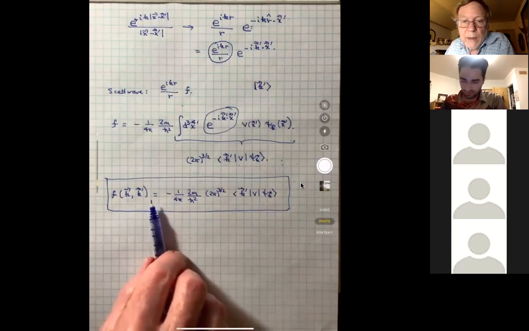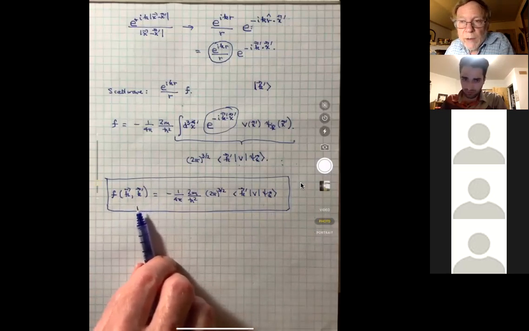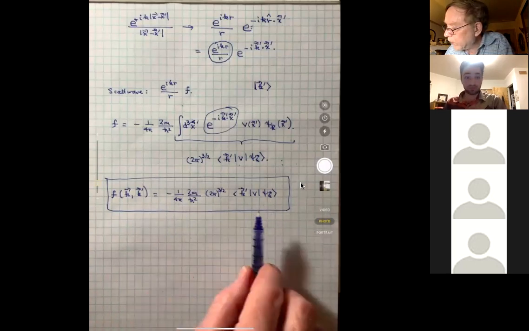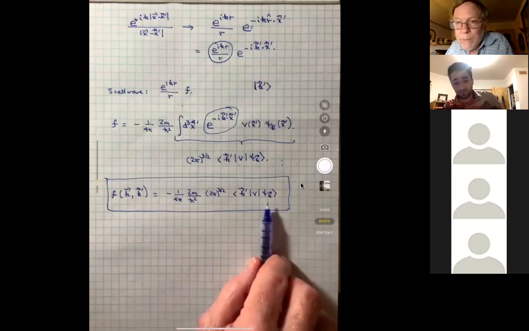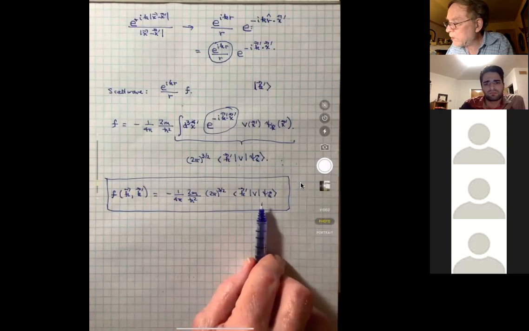This is, however, not by itself a useful formula for calculating the scattering amplitude, because we'd have to know what the exact wave function was in the presence of the scatterer in order to use this formula. But as we'll see, this formula is useful for approximations.